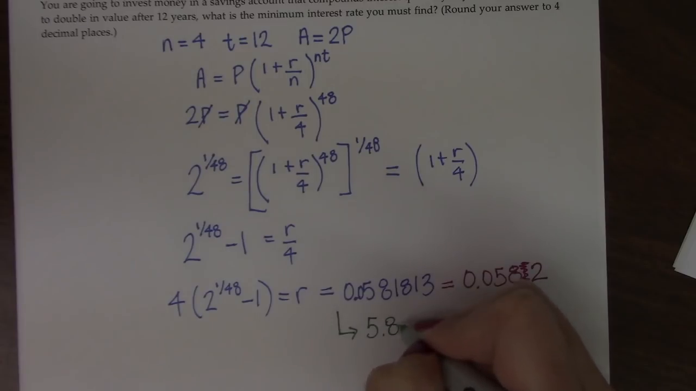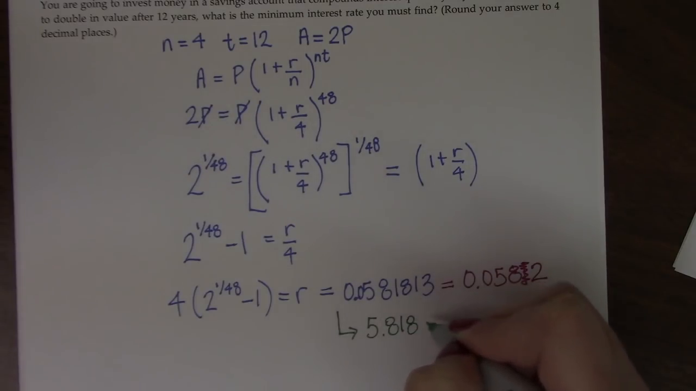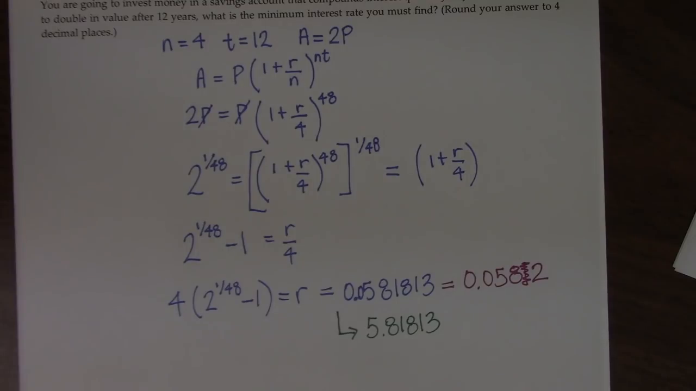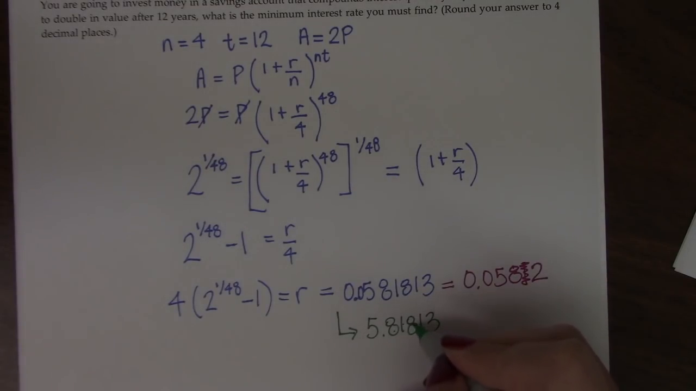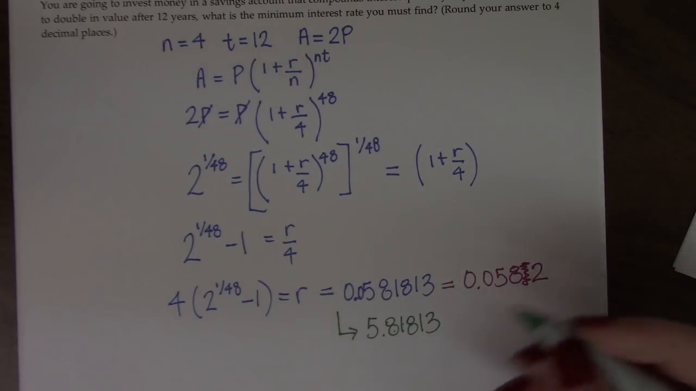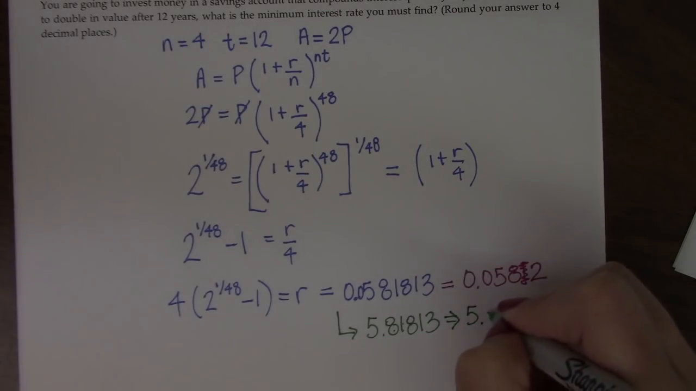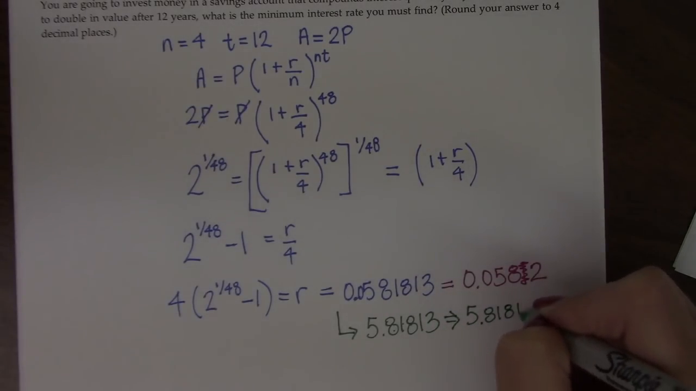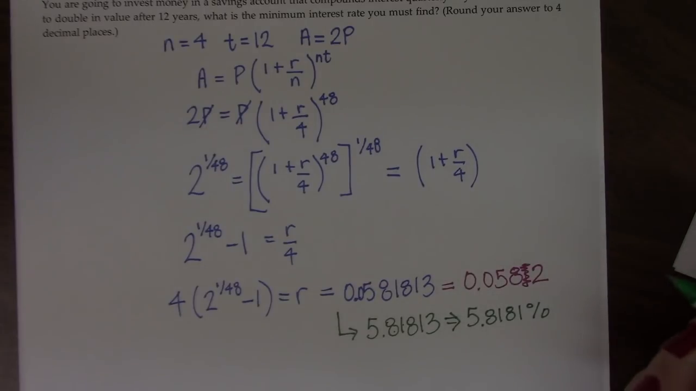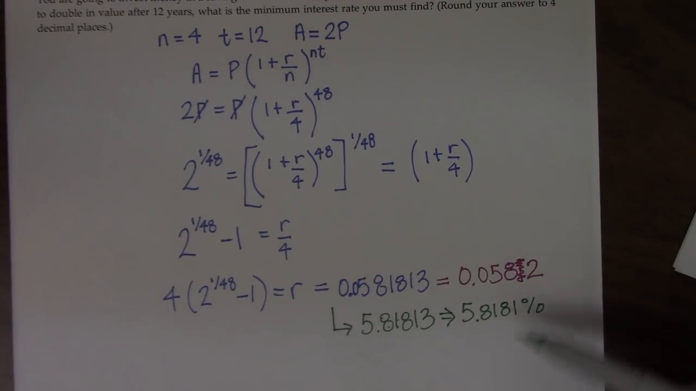So 5.81813. That's why I went out quite a few decimal places. And now if I go 1, 2, 3, 4 decimal places, we can see this is a 3, so we keep it. So this is 5.8181%. So these are both the rate, but you just want to make sure you clarify what the form of the rate should be.